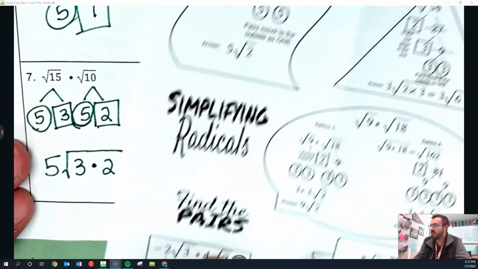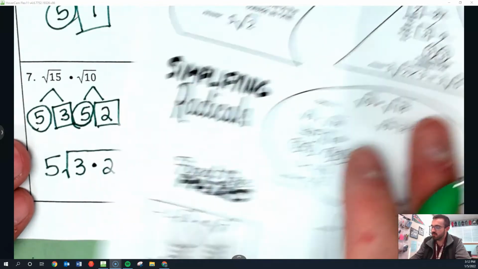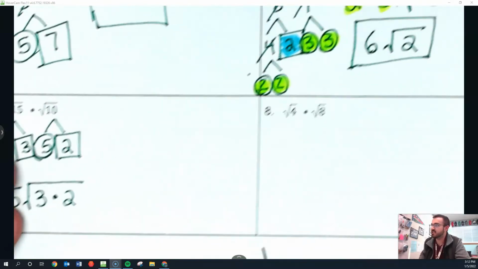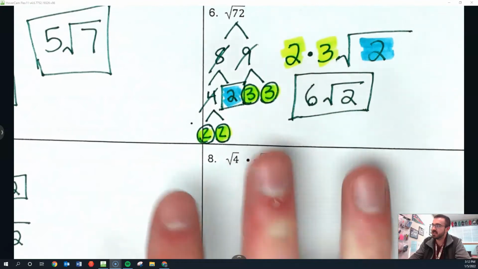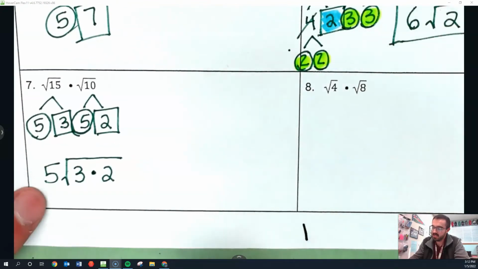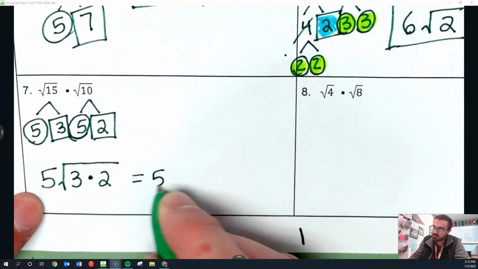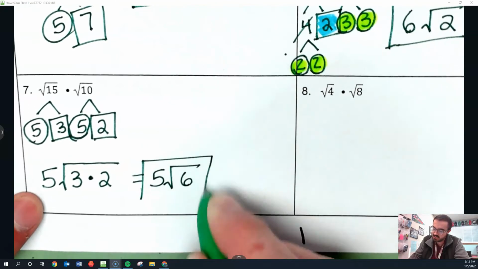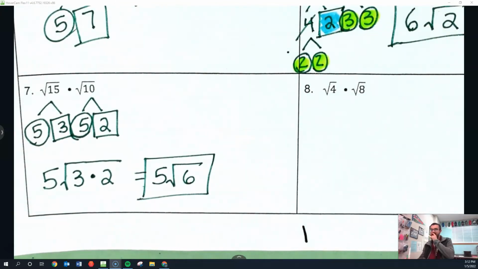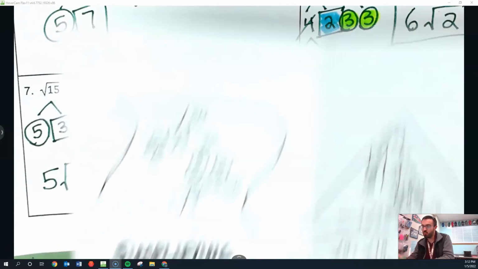No. Look here at this example. Remember, kind of like in number 6, we weren't done. We just have to clean it up a little bit. So we need to clean up what's inside the radical this time. 5 root 6 is going to be our final answer here. Okay. So that is one option.